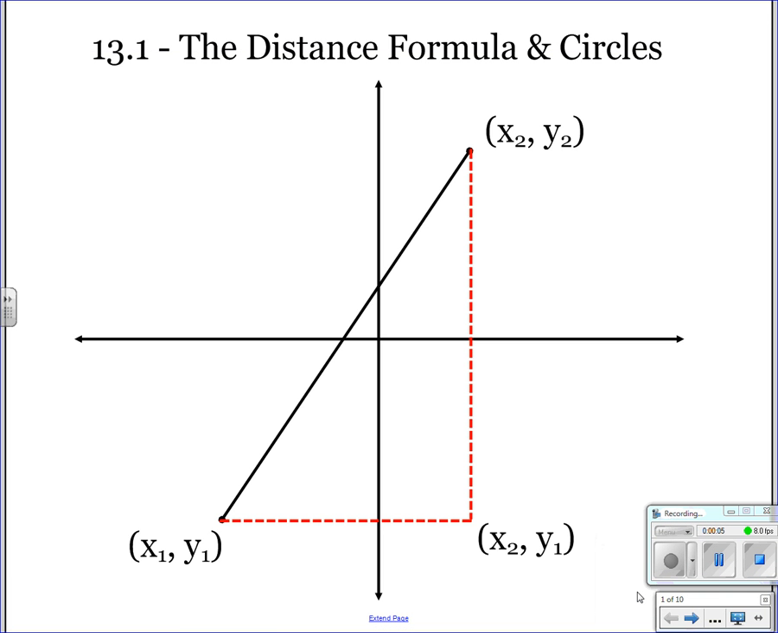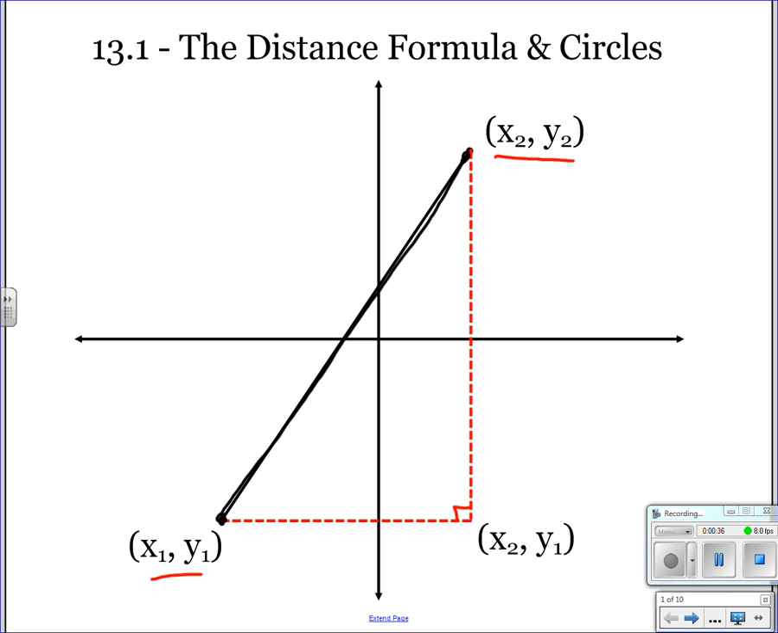Today we're going to be talking about the distance formula and circles. I always like to derive the distance formula with my students because I think it's a fun derivation of a formula. So say we have a point x1, y1, and another point x2, y2, and we're trying to find the distance between those two points. Basically, we can think about it as the hypotenuse of this right triangle.